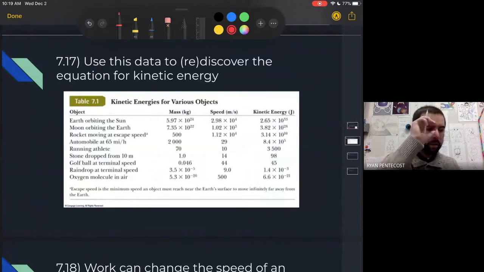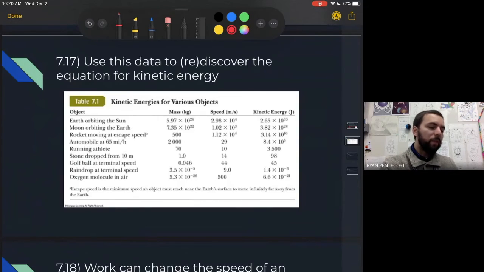Okay, let's talk about kinetic energy, and these will meet up in the middle in a second. So we have this data. These are the kinetic energies for various objects. We've got the kinetic energy of Earth orbiting the sun, Moon orbiting the Earth, a rocket moving at what is called escape speed or escape velocity, an automobile at 65 miles per hour, a running athlete, a stone dropped from 10 meters, golf ball at terminal speed, raindrop at terminal speed, and an oxygen molecule in air.